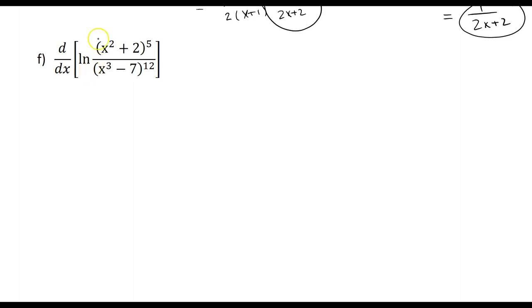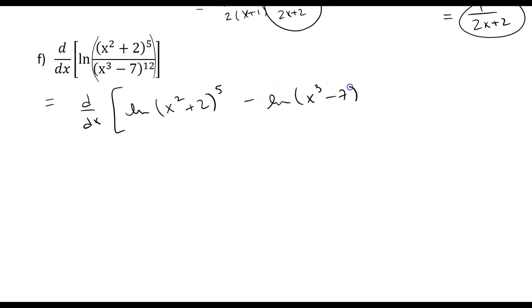This one's the natural log of this kind of big messy fraction here. I've got (x squared plus 2) to the 5th power divided by (x cubed minus 7) to the 12th power. So I'm going to start by breaking this apart using the quotient rule for natural logs, not the quotient rule for derivatives. This will be the natural log of (x squared plus 2) to the 5th minus the natural log of (x cubed minus 7) to the 12th. And then I can make it even easier by bringing these out as a multiplication.